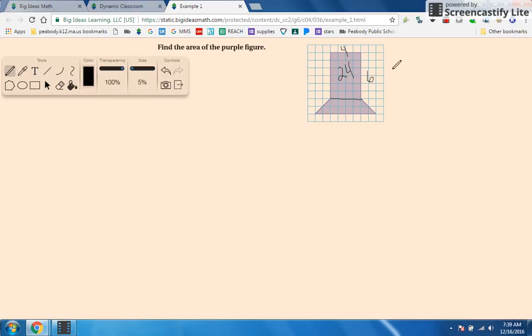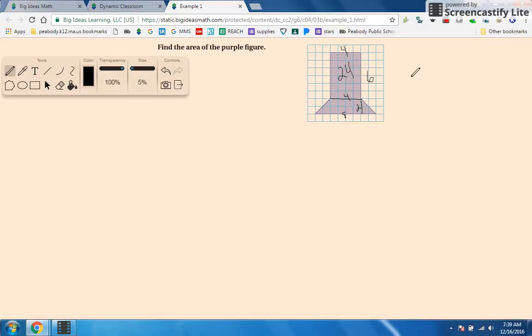Now I need to find the area of the trapezoid. So I need my bases and I need my height. 1, 2, 3, 4 is going to be one of the smaller bases. Now I need the base to the bottom. 1, 2, 3, 4, 5, 6, 7, 8. So the base to the bottom is 8. I need the height. Remember, they have to make a 90-degree angle, so I'll just draw a straight line here. So it has a height of 2.